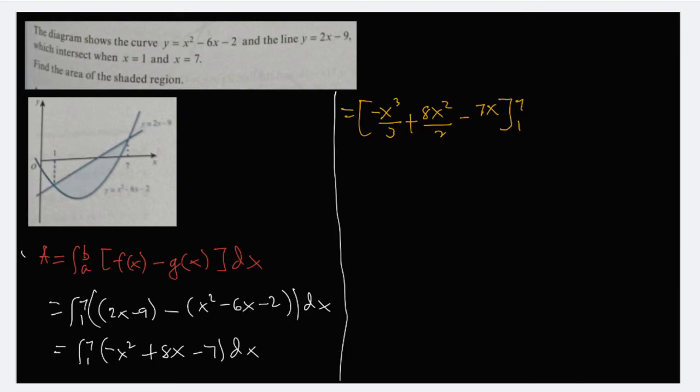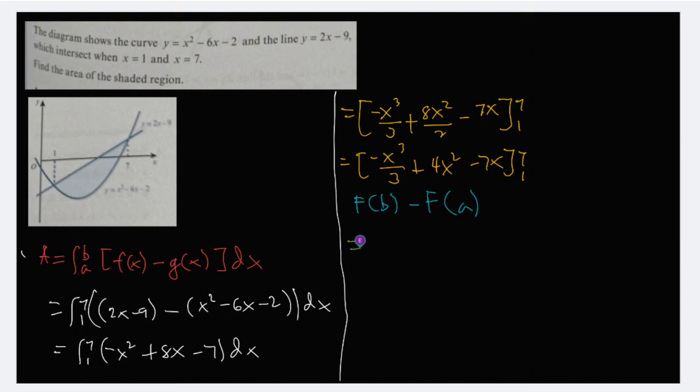Okay, let's try to simplify. We can simplify the second term. You can have it negative 1/3, but this will be fine if it's like this: negative x raised to 3, all over 3, plus 4x squared minus 7x, from 1 to 7. Okay, so let's apply f of b minus f of a.